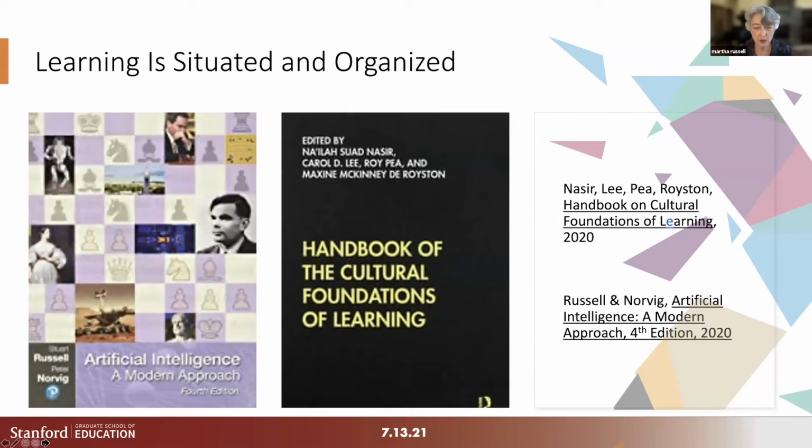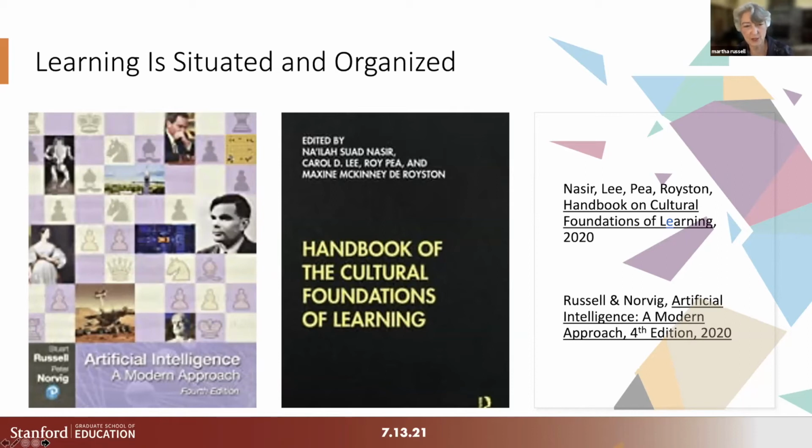I want to recommend two outstanding books that cover the waterfront for human and machine learning. On the left, a new book by Stuart Russell and Peter Norvig, the fourth edition of their Artificial Intelligence: A Modern Approach. On the right, the Handbook of Cultural Foundations of Learning by Nasir, Lee, Bang, and Royston, a novel collection of scholarly articles that talk about the importance of culture and how it is foundational to learning.